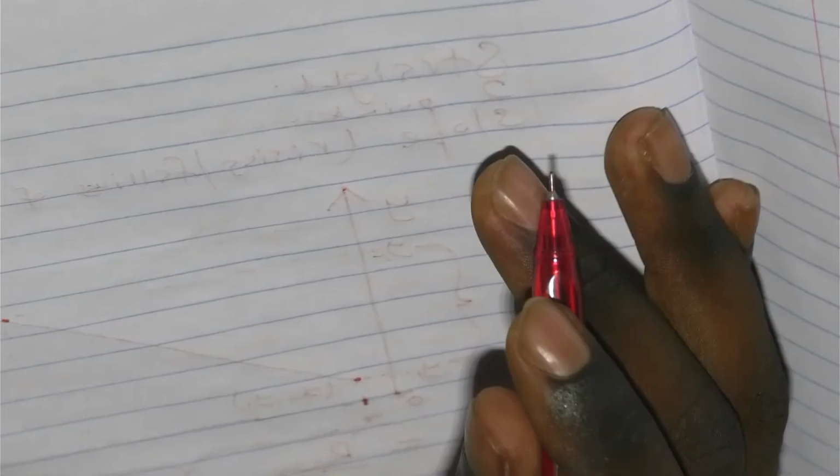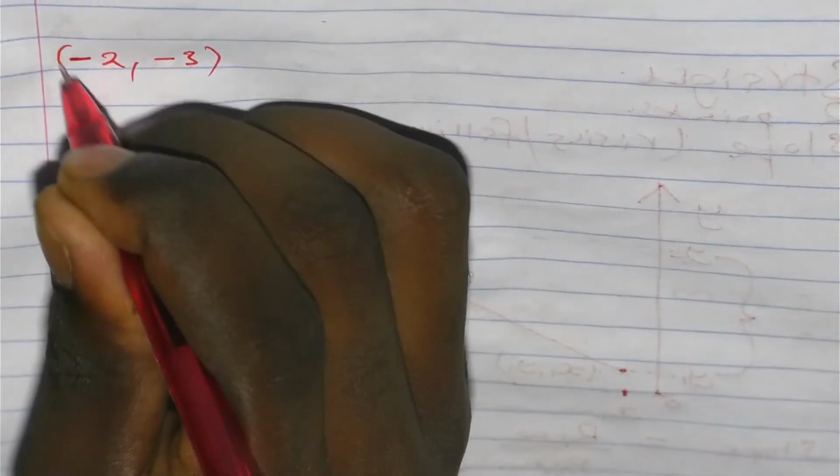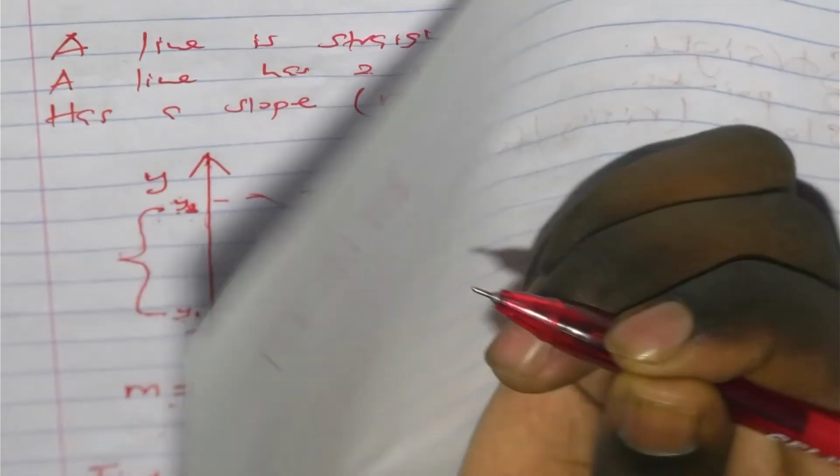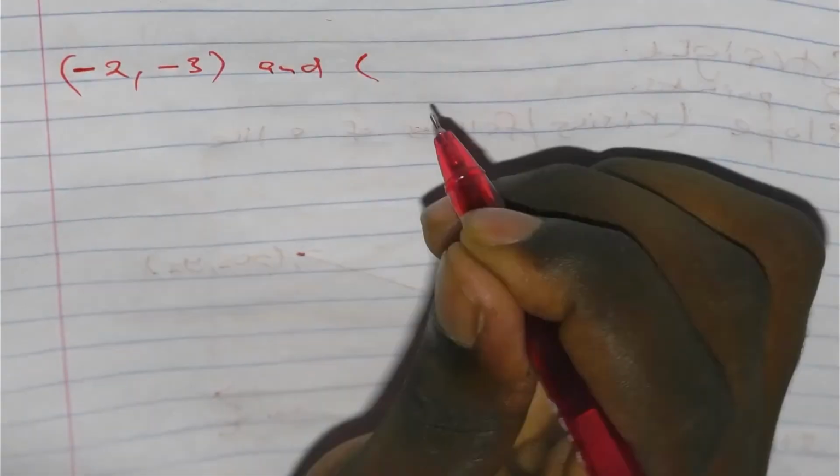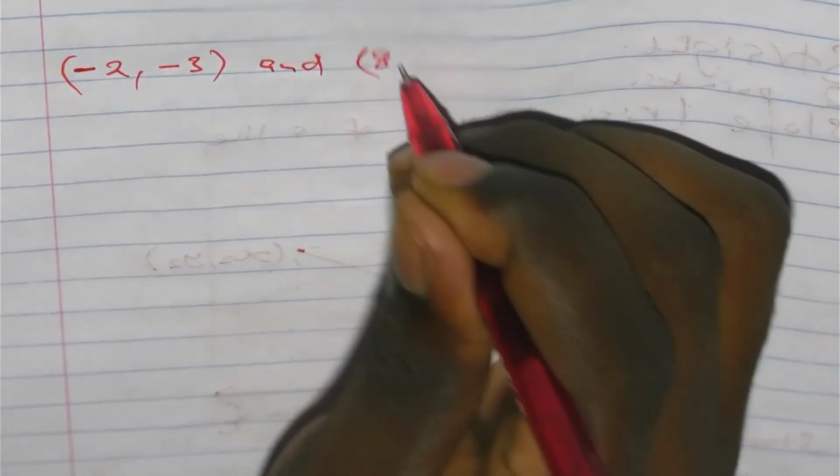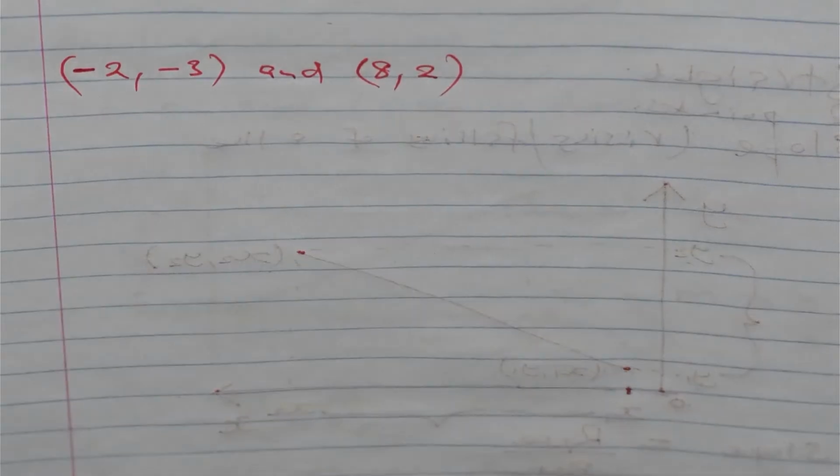So, for example, we have 2 points. Say you have the point (-2, -3), and (8, 2). Or we could take any points.